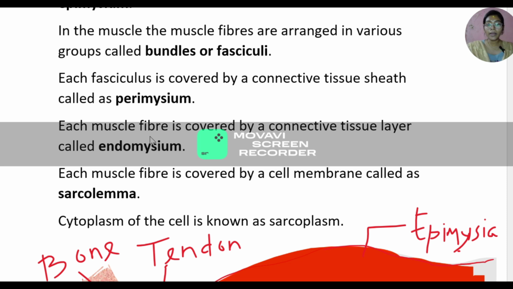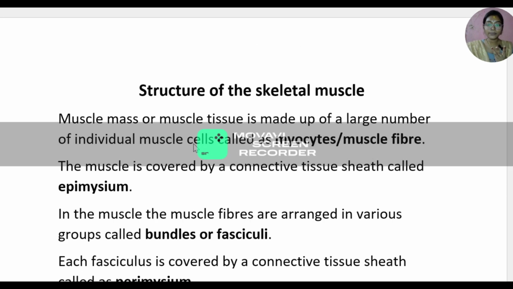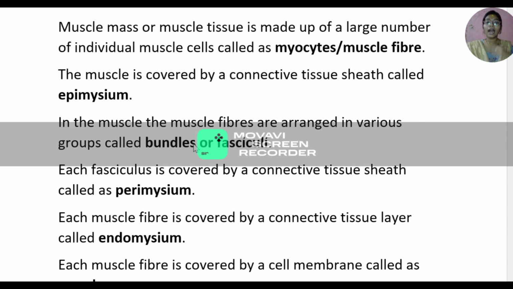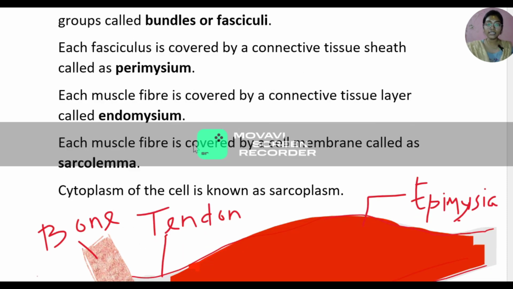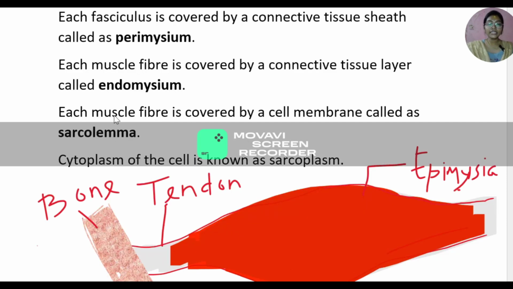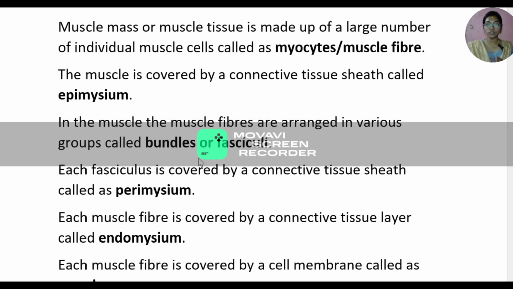Then each muscle fiber is covered by a connective tissue layer called the endomysium. So the covering of the single muscle fiber is called the endomysium. Three things are there. One is the epimysium, which is the outer covering of the muscle. Second is the perimysium, which is the covering of the fasciculus, and last is the endomysium, which is the covering of a single muscle fiber. Then each muscle fiber is covered by a cell membrane called the sarcolemma. Then the cytoplasm of the cell is known as the sarcoplasm. Three things we should remember.